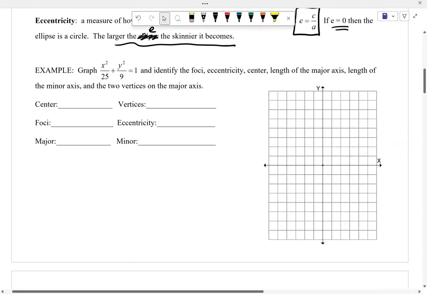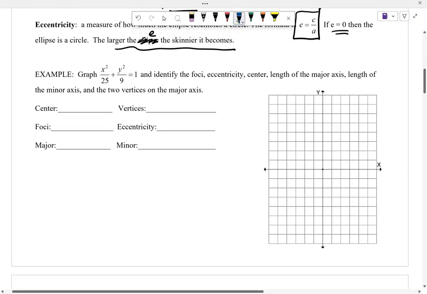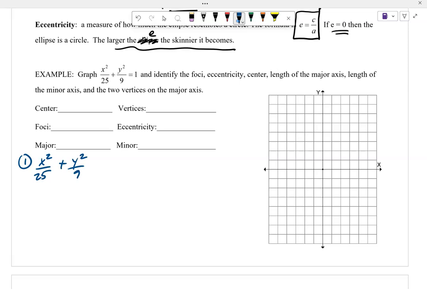So with that being said, let's go over here. Notice we have x squared over 25 plus y squared over 9 equals 1. So I'm looking at this and I'm like, oh, 25 is bigger than 9. So that's my A squared. And that 9 right there, that's my B squared. So I have x squared over A squared plus y squared over B squared. Then the major axis is horizontal.